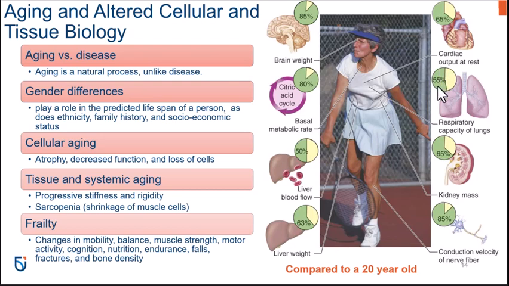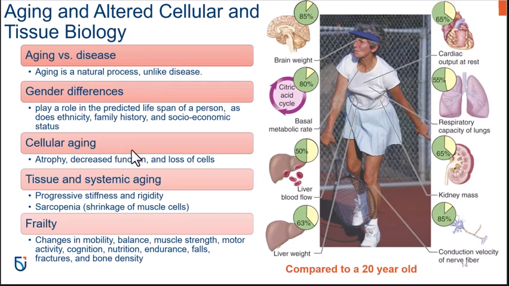And of course, these would be substantially worse in somebody who may have been a smoker their whole life, for example. Reduction in kidney function, kidney mass, I should say, and subsequently kidney function. Conduction along nerves changes. Liver weight reduces. Liver blood flow is cut in half. And there's also a reduction in basal metabolic rate. Now, aging is a natural process compared to disease, which is considered not natural. And of course, lifestyle can really determine if somebody is having just more of the effects of natural aging versus disease.